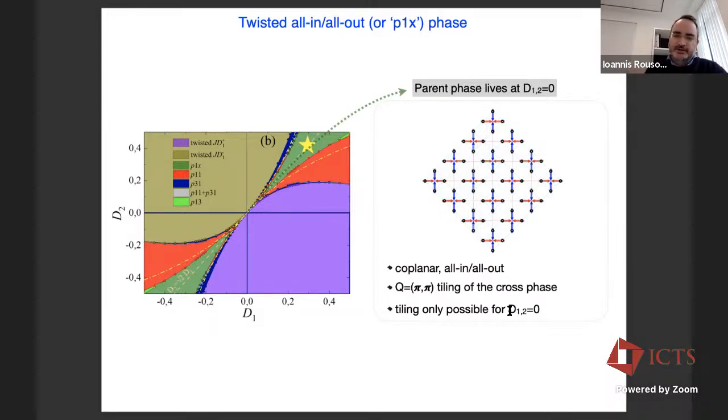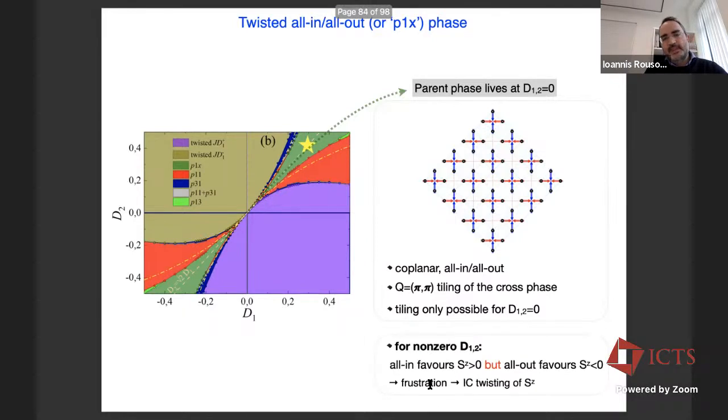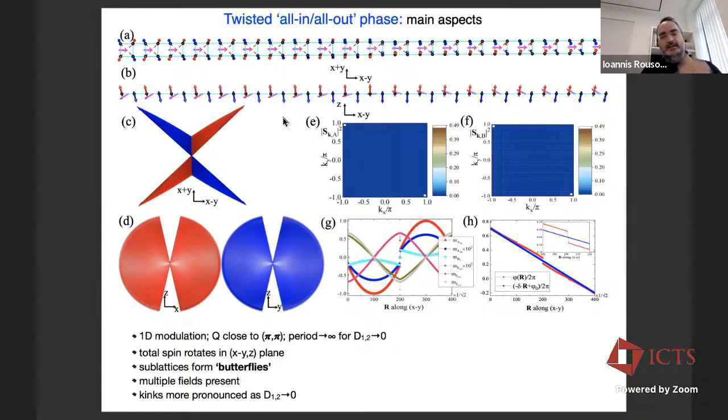But as soon as you switch on a DM interaction, as in the picture I showed earlier, the all-in configuration favors positive canting, whereas the all-out configuration favors negative canting. So if you have a non-zero Dzyaloshinskii-Moriya interaction, as you move along this line and go into the phase, you generate some canting which is frustrated. It cannot be positive, negative, positive, negative as you go all in, all out, all in, all out. That generates frustration, which leads to an incommensurate twisting of the canting, in fact. And this is in more detail what I've been describing.